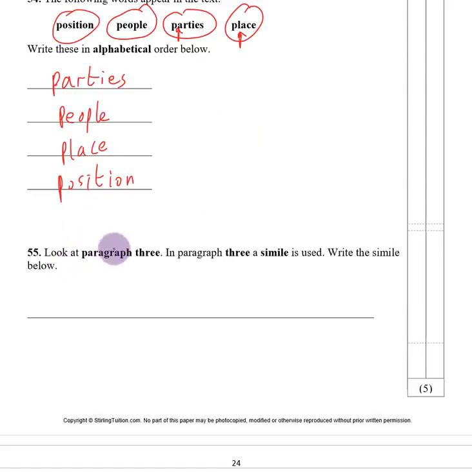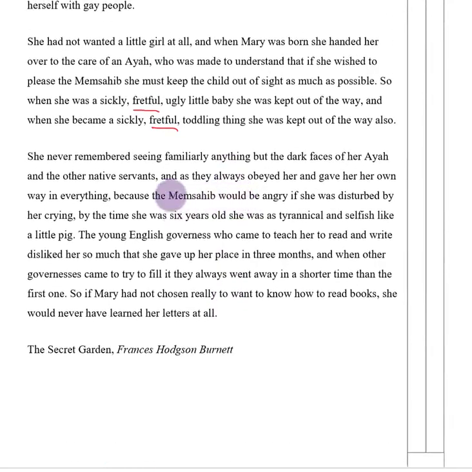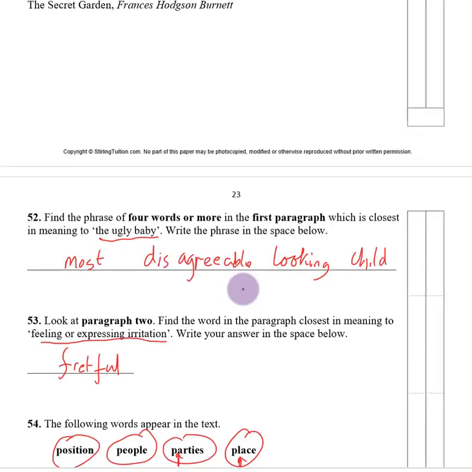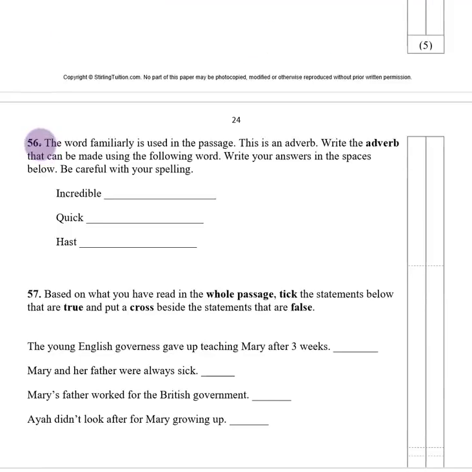Number 55, look at paragraph 3. In paragraph 3, a simile is used. Now, a simile is whenever you use the words like or as to describe something as something else. So you're comparing it to something else. So write the simile below. So we're looking at paragraph 3. If you look here, she was selfish like a little pig. So it's comparing her to a little pig. So like a little pig. If you've added selfish like a little pig, that's fine as well, but you must have like a little pig in your answer.